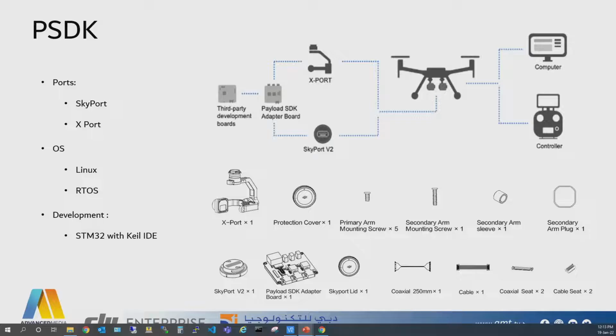If you are interested in buying or developing with the development boards, DJI is providing the Xport or Skyport together with an adapter board. On one side of the adapter board, we connect our payload device, and the other side of this adapter board we connect directly to the drone, so we can start the applications.